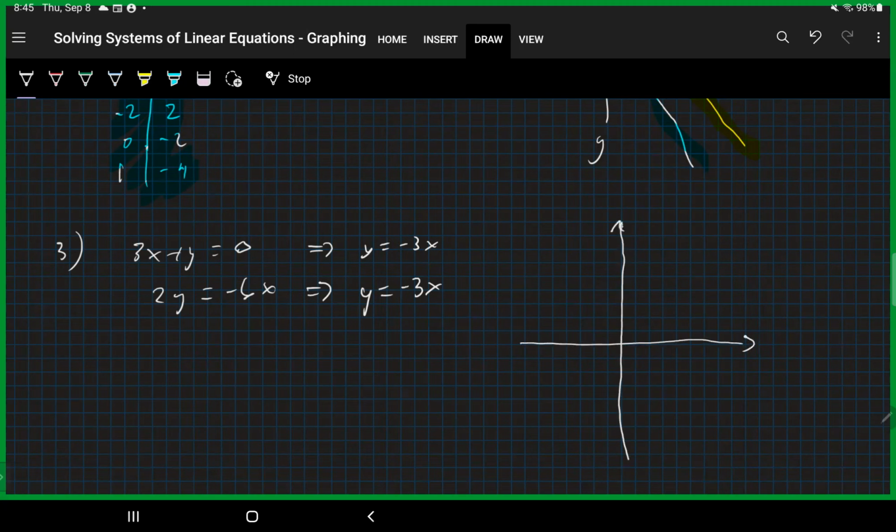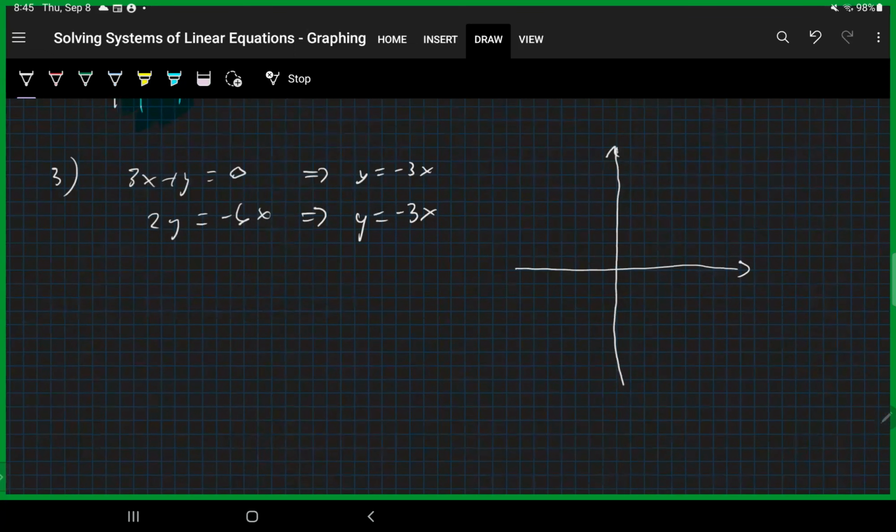And that reminds me, I'm going to scroll up and look at that last example because there's something that's going on, which will tell us it's parallel. But let's get this one done first. So both these equations are going to be y equals negative 3x. And let's plug in negative 1, 0, and 2. So if I plug in negative 1, I'm going to get y is equal to 3. If I plug in 0, I get 0. If I plug in 2, I'm going to get negative 6.